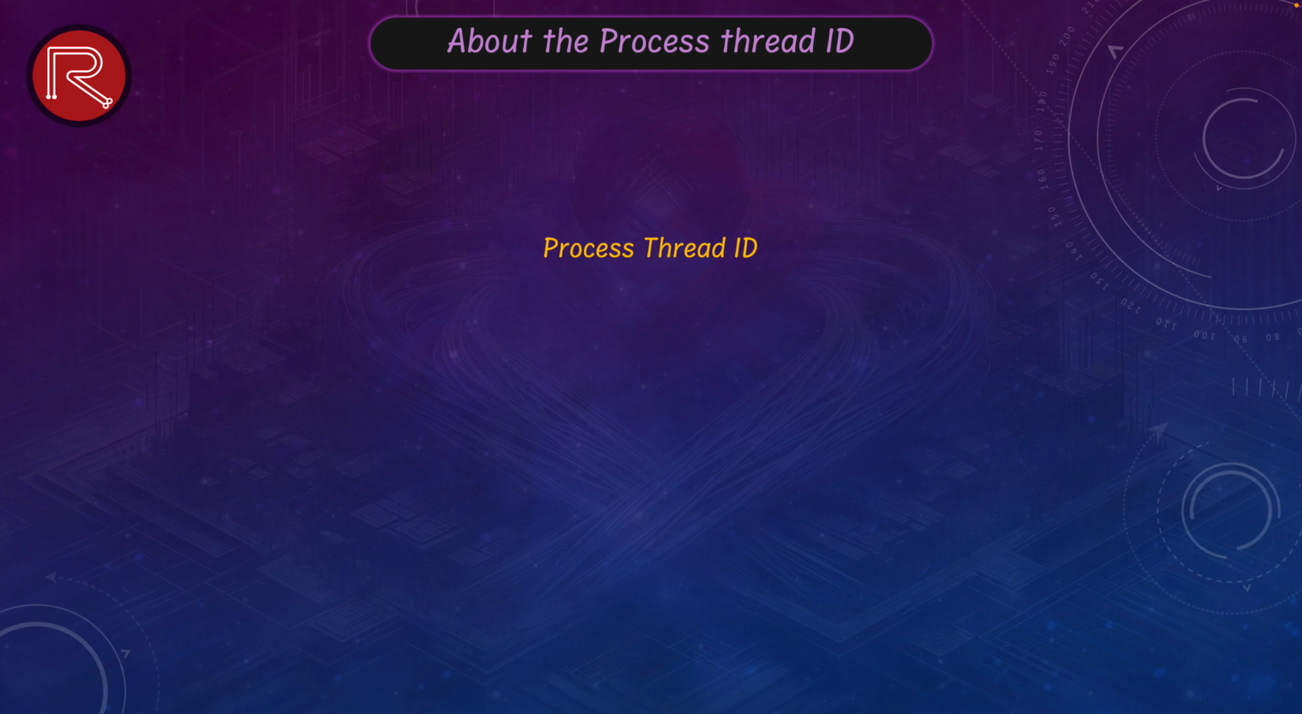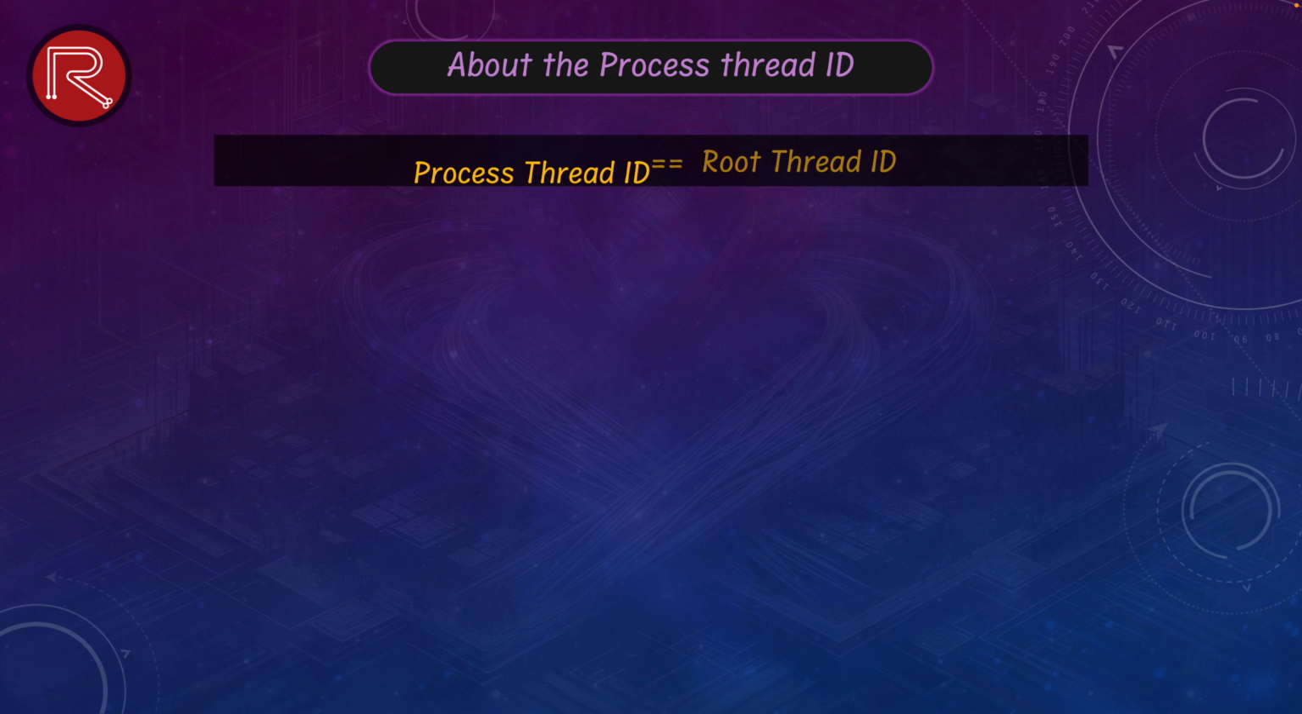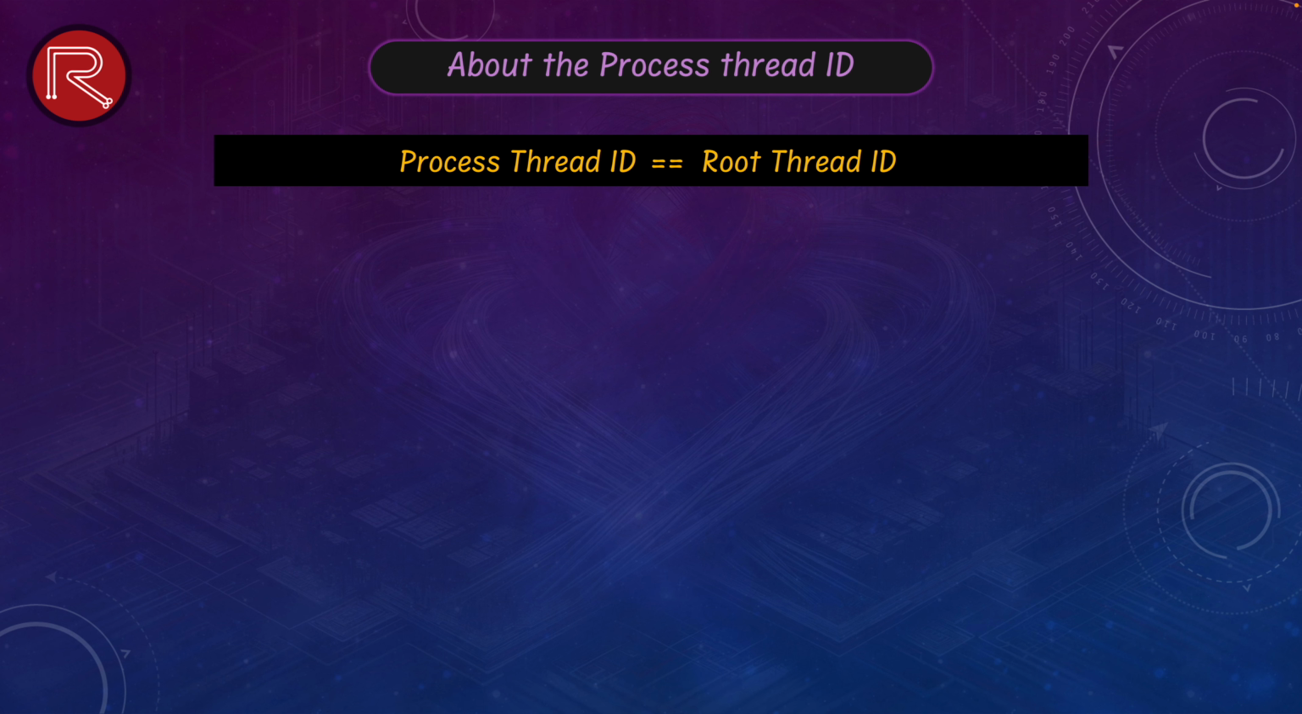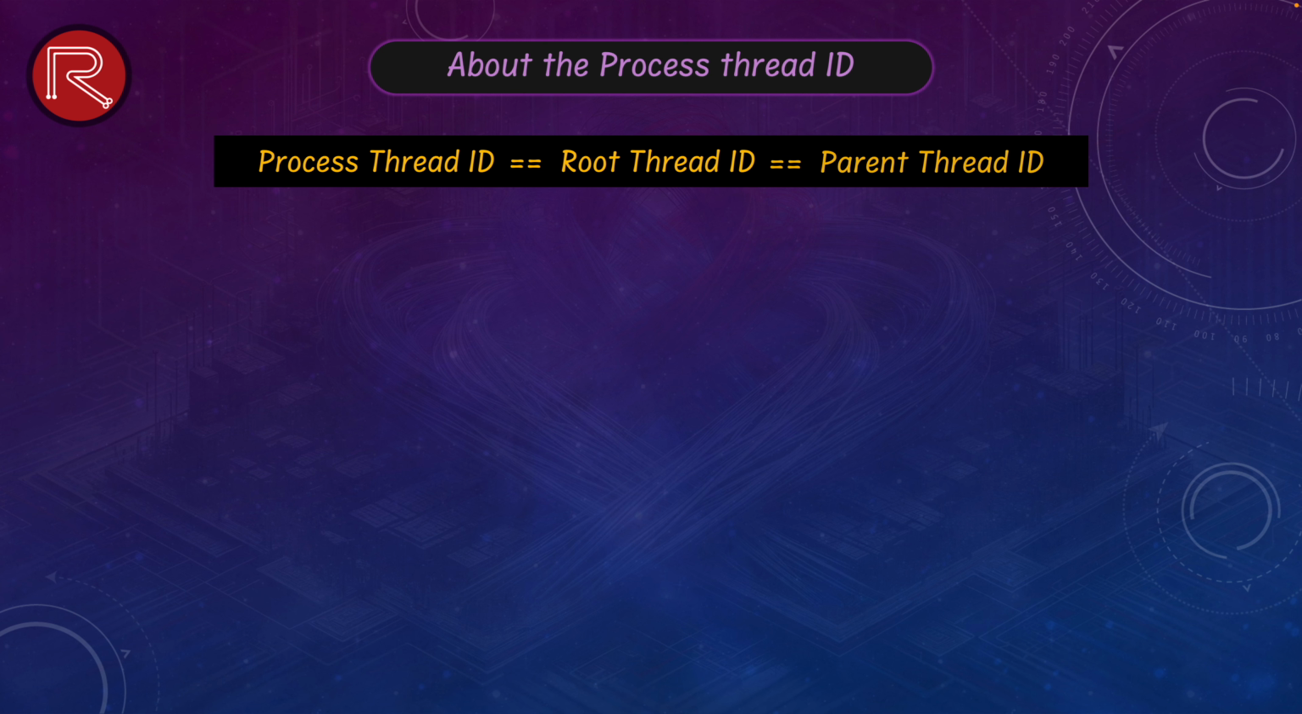The process thread ID is also called the root thread ID by the operating system. However, in software engineering, we call it the parent thread ID. You'll learn why we call it the parent thread ID later when we talk about multithreading, but from now on, I will always be calling it this way.